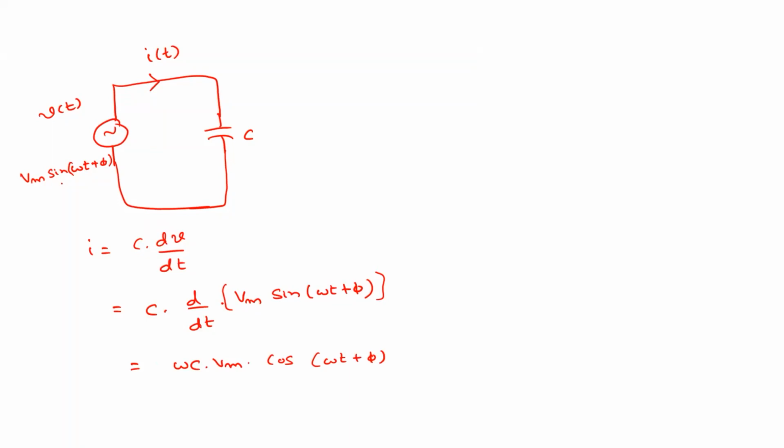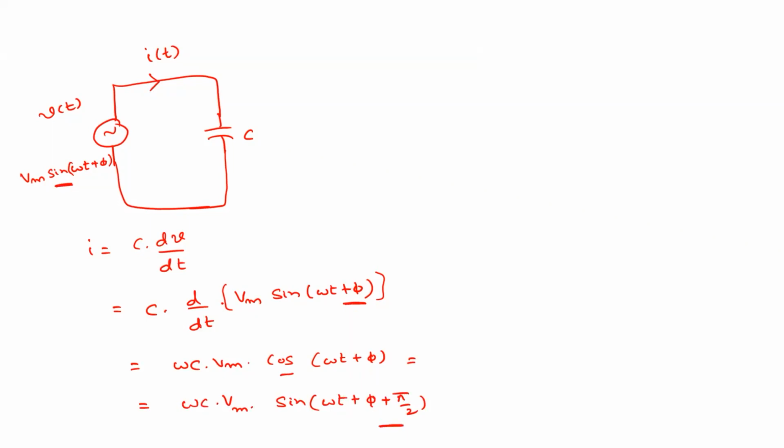Since our reference is sine, we need to write this in terms of sine. So this can be written as omega C Vm sine omega t plus phi plus pi by 2. So the voltage has phase angle phi, and the current has phase angle phi plus pi by 2.